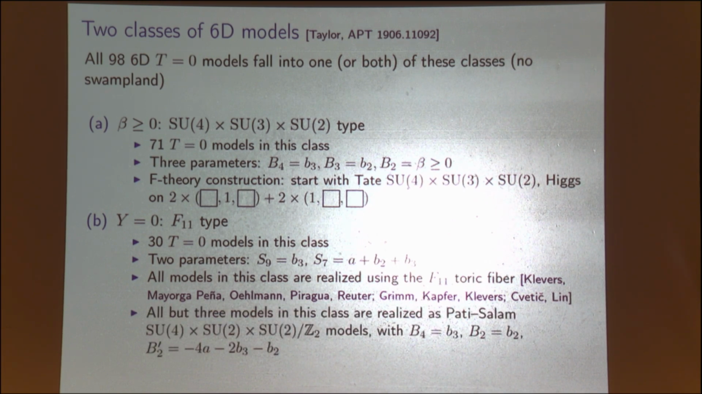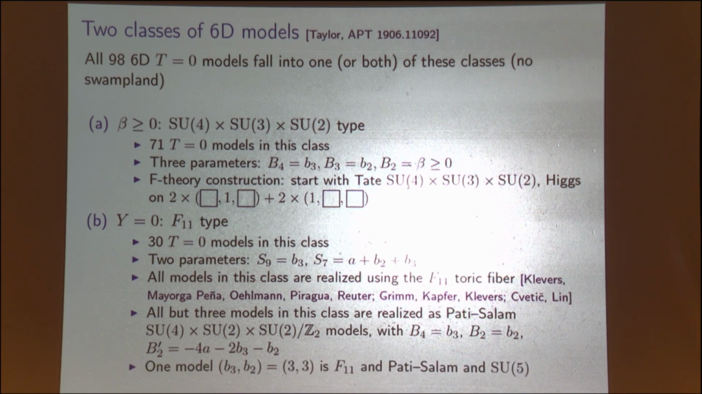All but 3 of the models in this class, unfortunately not the same 3 that are also in class A, are also realized as Tate-type models. So you can un-Higgs them with these B4, B2, and B2 prime anomaly coefficients to an SU4 times SU2 times SU2 mod Z2 model. And then that'll Higgs down to exactly this class of 3, 2, 1 mod Z6, save for these 3 models that don't fit into this classification.